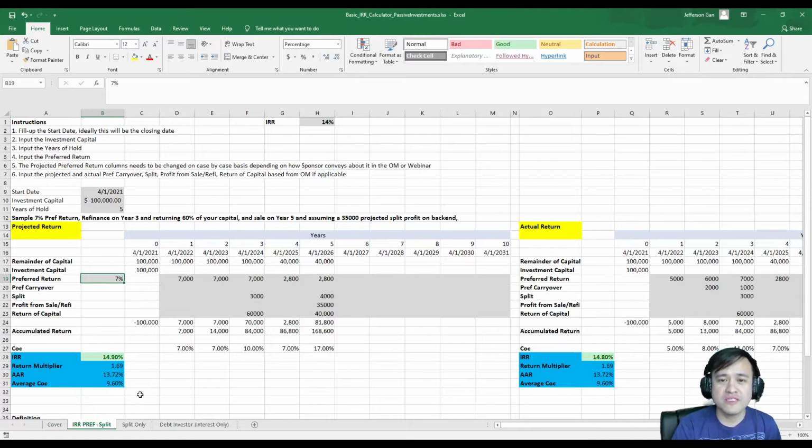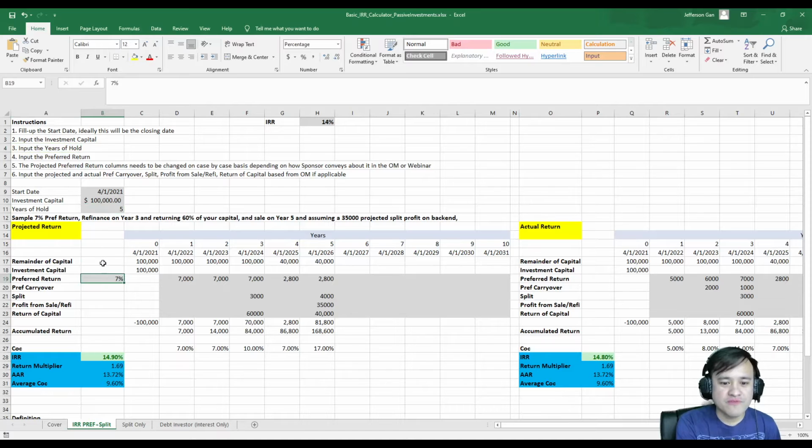Preferred plus the split means there will be a preferred return, typically 6 to 8%, then a split of 80-20 or 75-25 or whatever is mentioned by the sponsor. The instruction here is, first you need to fill in the start date, then input the investment capital, then input the years of hold, then input the preferred return.